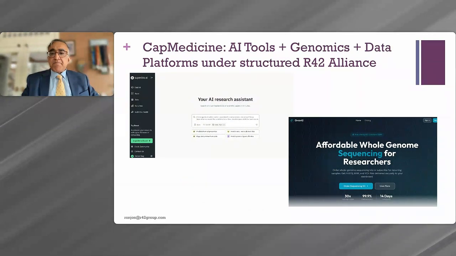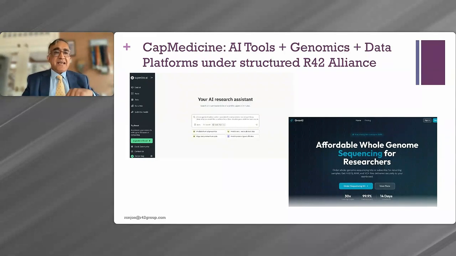So the portfolio, we have access to AI research tools, genomics capabilities through R42. This gives us exposure to the future of AI-driven biological discovery without being a fully integrated biotech operator. And so you can get access to these businesses that normally would be difficult to get into as a private individual, but through a liquid kind of scenario.